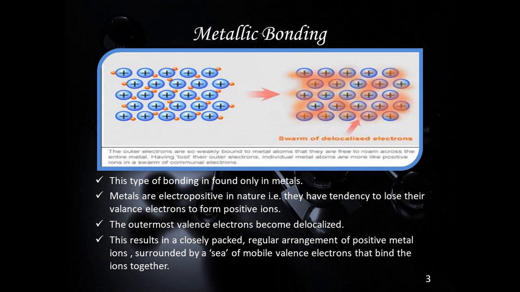The next topic is metallic bonding. My dear students, remember, metallic bonding is present only in metals. This is the first impression about metallic bonding. What is metallic bonding? It is the bonding which is present in metals. Now the question: how is metallic bonding formed?